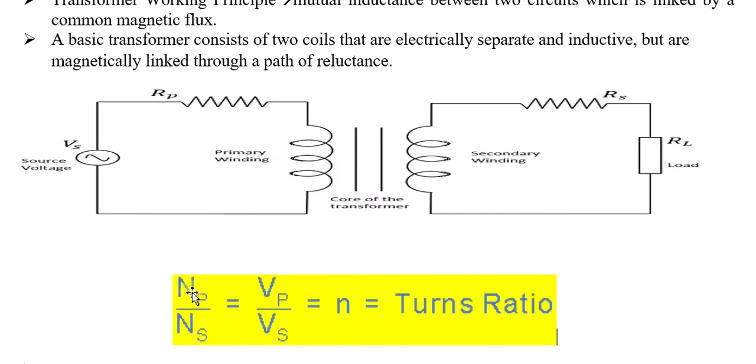See, NP and VP are directly proportional. Similarly, NS and VS, the number of turns across the secondary and the voltage across the secondary circuit, are directly proportional. That means as I keep increasing the number of turns, the corresponding voltage will also increase, and vice versa. In the same way, these two are related: NP and VP are directly proportional, and NS and VS are also directly proportional. The ratio is called the turns ratio.